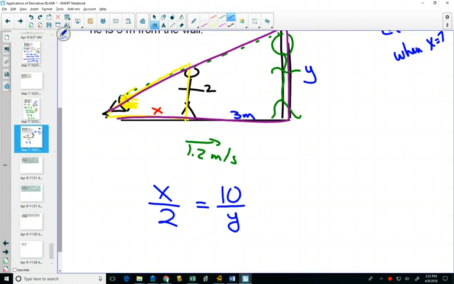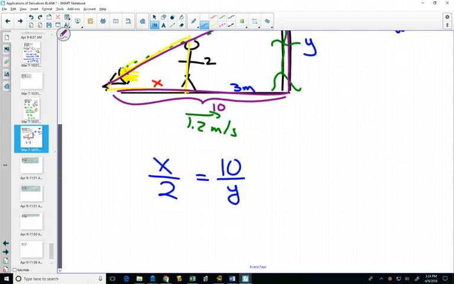Because I know that this distance on my purple triangle is always 10, I can leave it like this and do my derivative with respect to time. I can multiply both sides out. That's saying x times y is equal to 20. I could do that as well. I can manipulate this equation however I would like to make it match up.